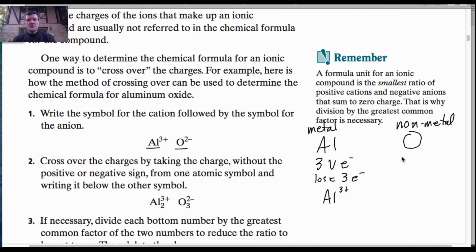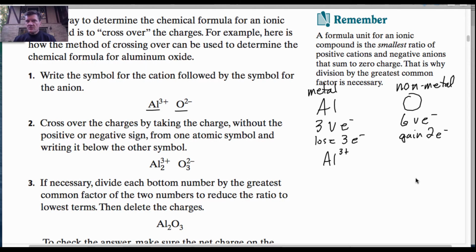Oxygen is in group 16. It has 6 valence electrons. If it just gains 2 more, then it would have 8. So it would like to gain 2 electrons. So how are they going to make an agreement between aluminum and oxygen so that they're both happy? Okay? Oxygen wants to gain 2 electrons and it's going to form a 2 negative ion.